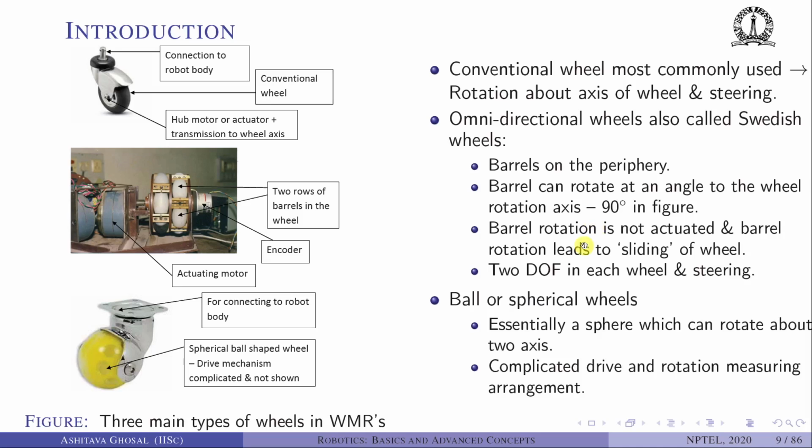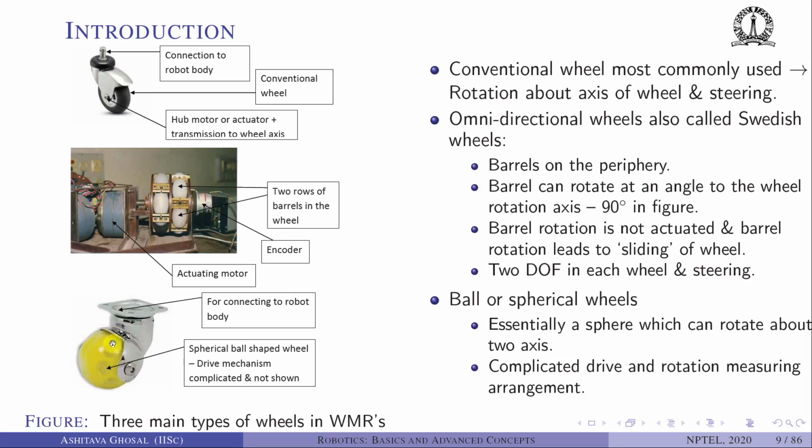The barrel rotation is typically not actuated. The barrel rotation leads to sliding of the wheels. So at one place, if the barrels rotate, the wheels can slide not in the driving direction, but perpendicular to it. And there are 2 degrees of freedom in each wheel. It can rotate and it can also slide.